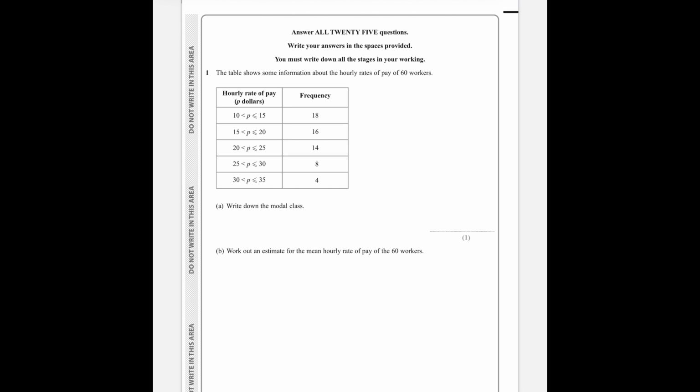This table shows some information about the hourly rates of 60 workers. So the first question asks for the modal class. And what the modal class means is the class with the highest frequency. And if we look here, that's clearly 18, which is going to be this one. So that's the answer. You just got to write that here.